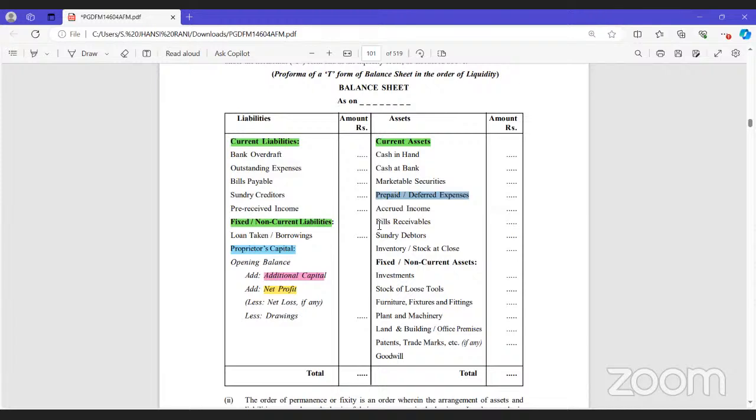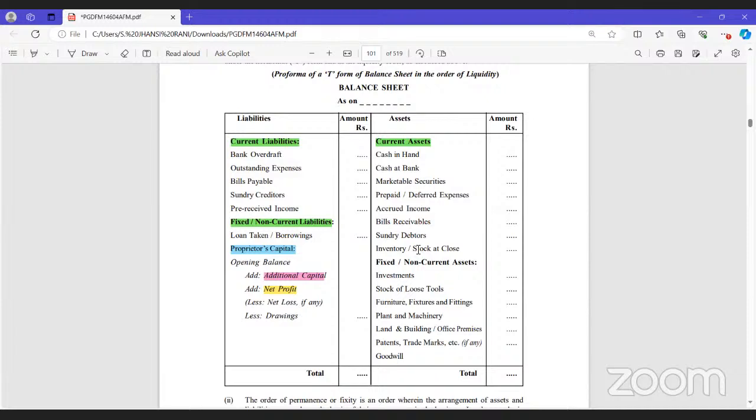Whatever sales are done on a credit basis, the customer has to pay the amount within a period of 1 year. We cannot give more than that period of credit. So in that case, we are going to receive this amount within a period of 12 months. So this is also a current asset.